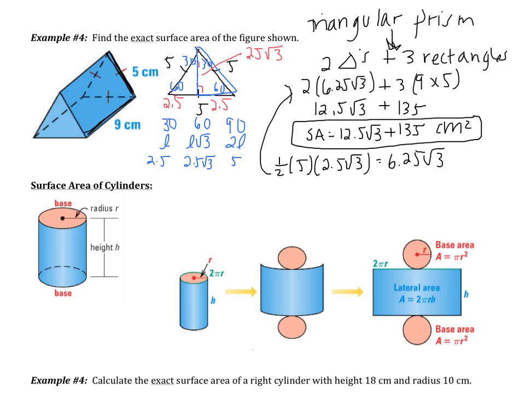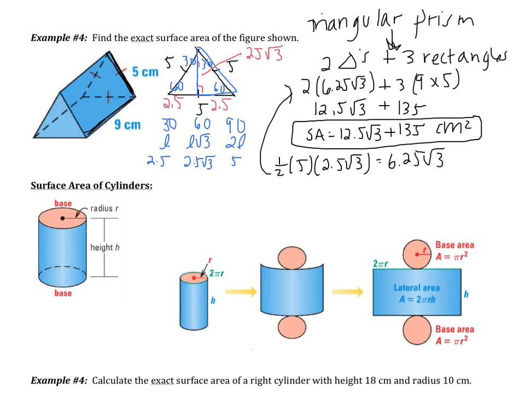Now, these are not like terms, so please do not combine them. One has a root 3, the other one doesn't have a root. So do not combine them. It doesn't get any exacter than this. The final answer is just 12.5 root 3, add 135 centimeters squared.